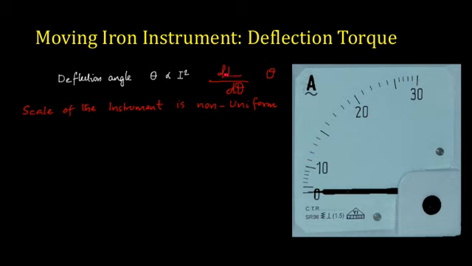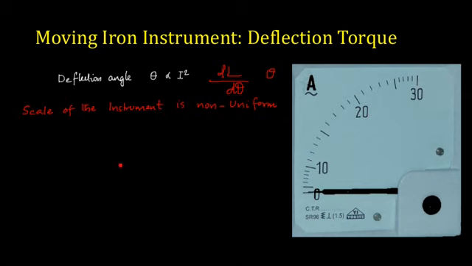Now if dL by dθ is not constant, you cannot say that θ is directly proportional to I². In practice, we try to make dL by dθ constant by designing or choosing the dimensions, shape and position of the vanes. You have iron vanes, and those iron vanes are responsible for this entire process. The dimensions, shape and position of the iron vanes are adjusted to make dL by dθ constant over the maximum range possible. So you can assume that dL by dθ is constant over the majority of the range, and say that θ is proportional to I².